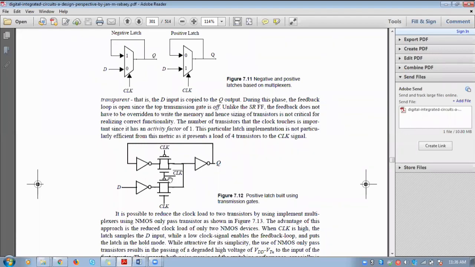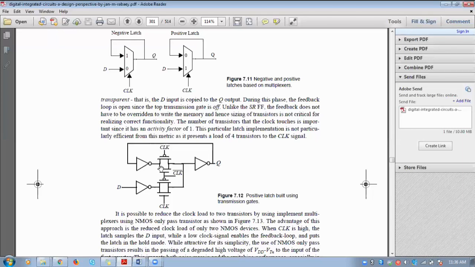For the second case, the hold mode, I am inverting the clock. So now my clock equal to 0. When clock equal to 0, this NMOS will be off, and clock equal to 0 means clock bar equal to 1. 1 is applied to this PMOS. So this entire transmission gate will be off. So it can't sample the new D value. In the same case, when clock equal to 0, this PMOS will be in the on condition and clock bar equal to 1, right?